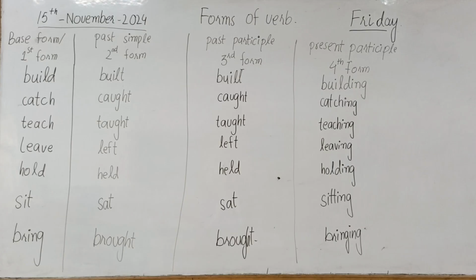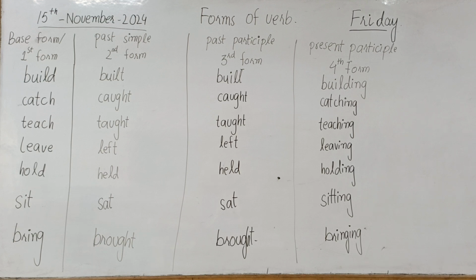Okay, so these are some forms of verbs. You can count them. The first one we have here is build, and the second and third forms are built. You can see all the second and third forms of them are the same. Build, built, built, and catch, caught, caught, teach, taught, taught, leave, left, left, hold, held, held, sit, sat, sat, and the last one is bring, brought, and brought.